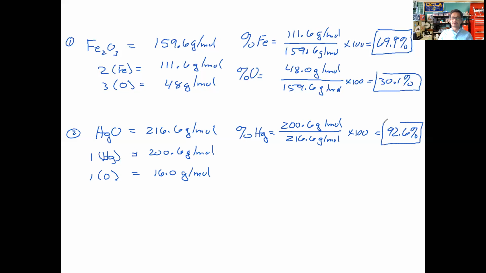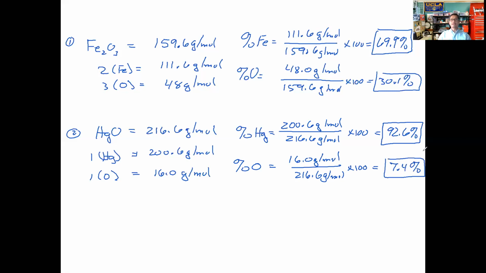That's the percentage of mercury in this compound. Then doing the same thing for oxygen, that's going to be 16.0 grams per mole over 216.6 grams per mole times 100, and we get a percentage of 7.4%. Again, if you didn't want to do this second calculation, you can just take the 92.6, subtract it from 100, and you're going to get this percentage as well. And that's how we obtain the percent compositions from the formula.